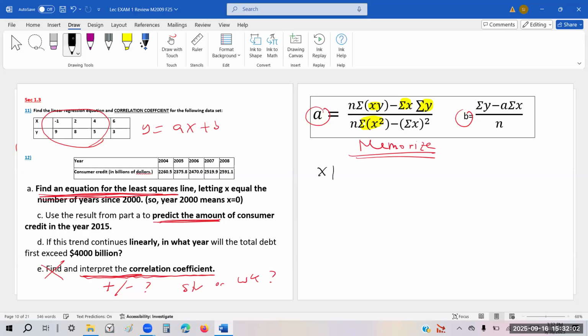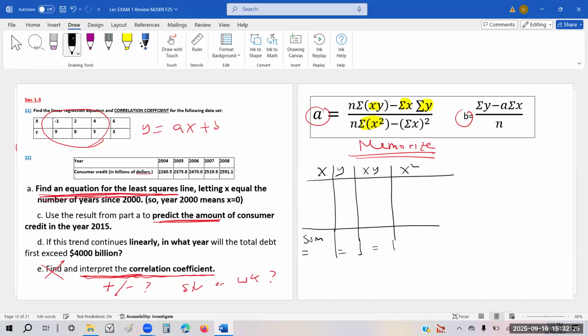So you create a table, with x and y given. And you need to know xy, so multiply x and y. And then you need to know x squared, so you take your x squared. And then at the end, you add all of them, the sum. Sum for this, this, this, this.